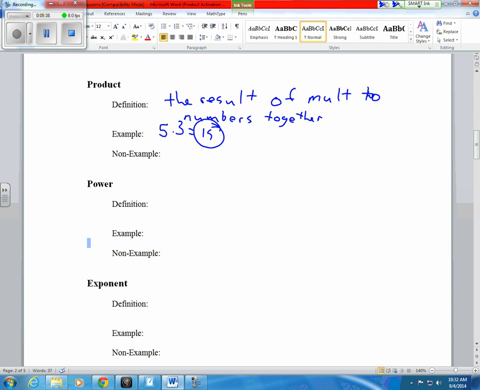So a non-example, again, would be if we were doing something besides multiplying. 3 plus 1. The operation that's happening there is addition, so this is no longer a product, even though I know that the answer is 4. That is not a product.